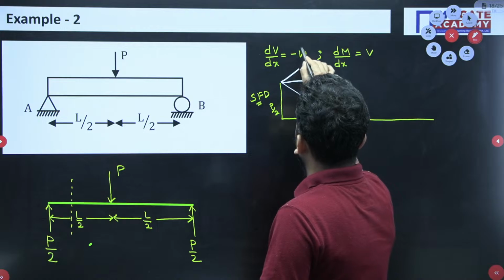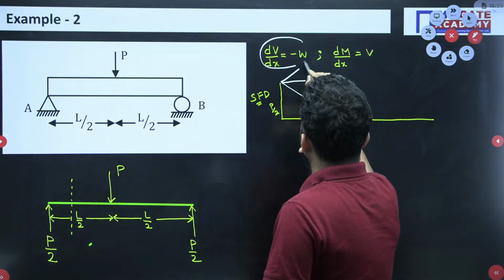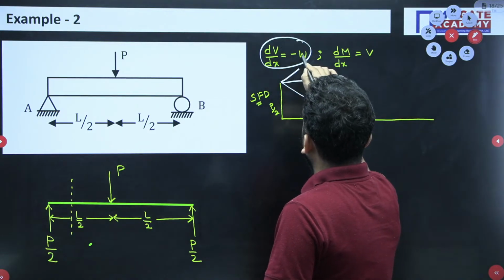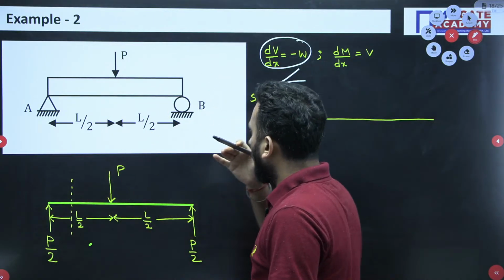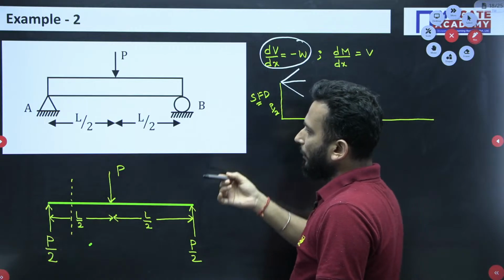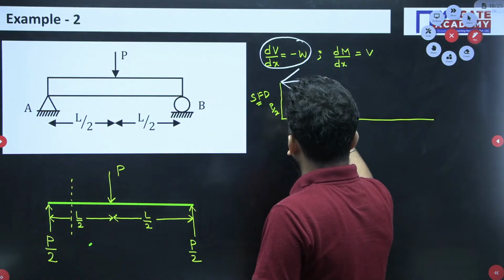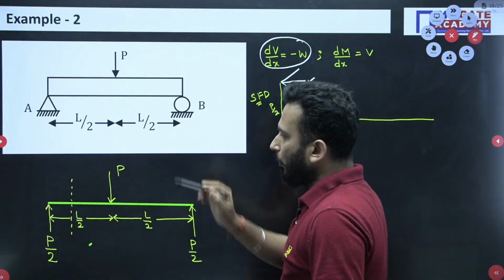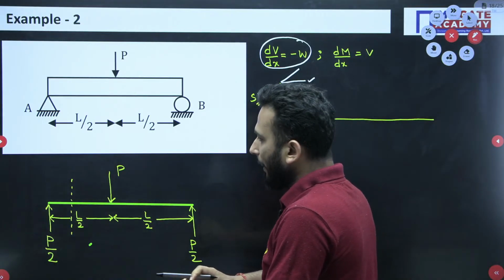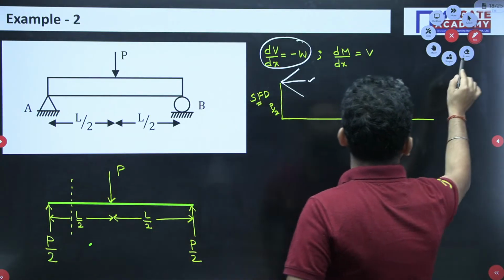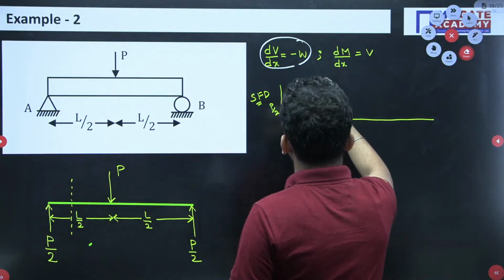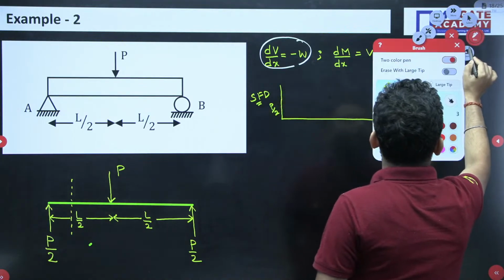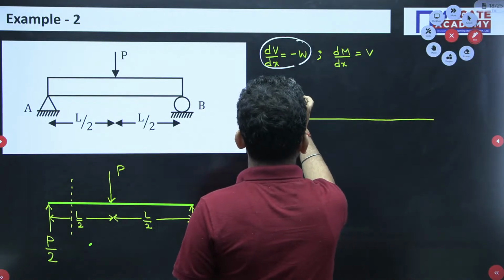So see my dear friends, what is the slope? Slope is equal to minus w. Is there any distributed loading present over here? No. So the slope is 0. Slope 0 means the middle line. That means we have to move parallel to the x-axis. Slope equal to 0 means we have to move in accordance with the x-axis.